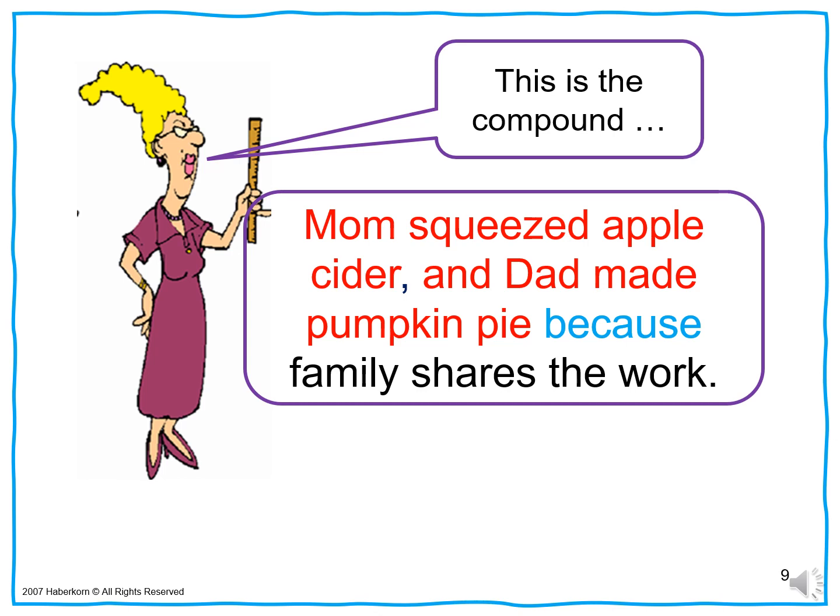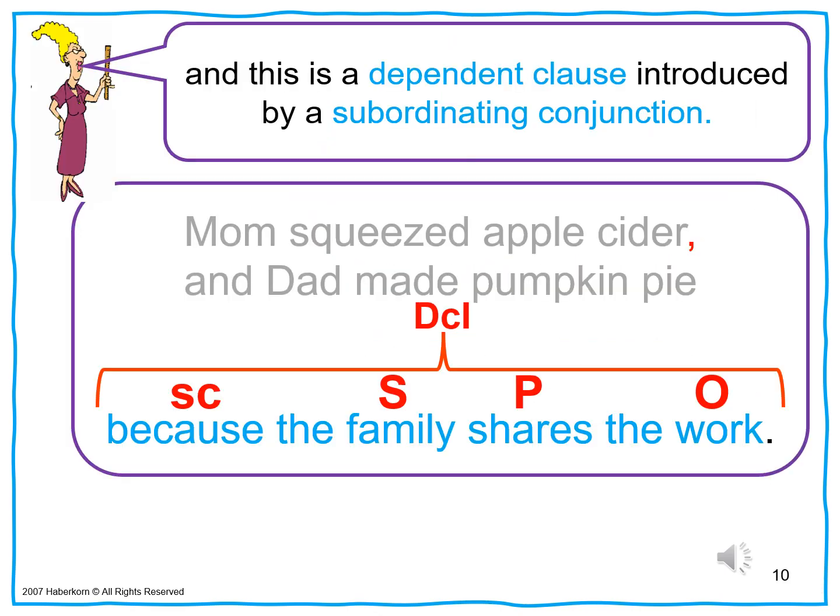Okay, so the red is the compound. Mom squeezed the apple cider and Dad made pumpkin pie. Notice the CC connecting the two complete thoughts, or the two independent clauses, and the comma. The dependent clause is in blue. It is always introduced by a subordinating conjunction. Because the family shares the work. Doesn't make sense by itself.